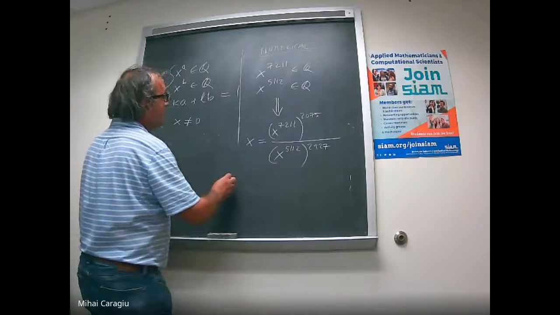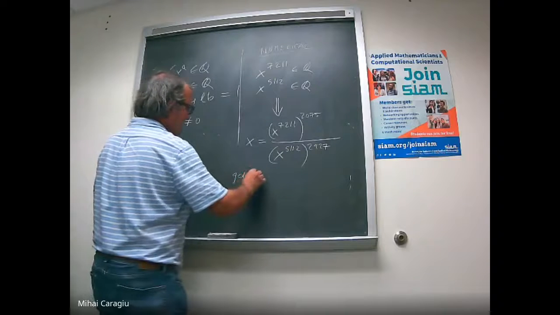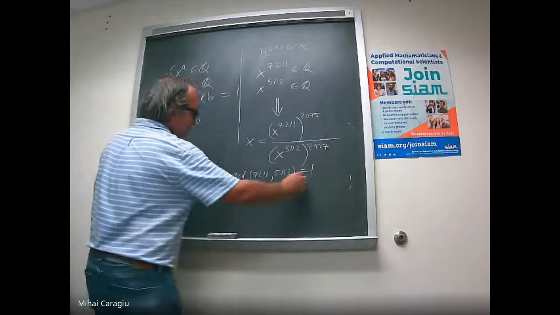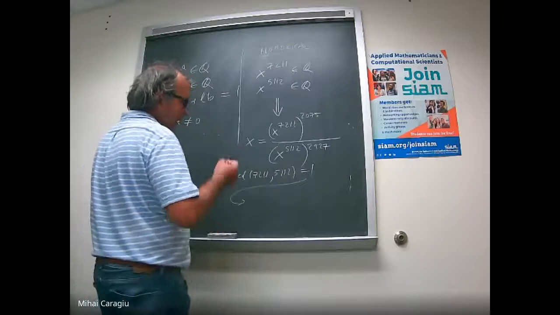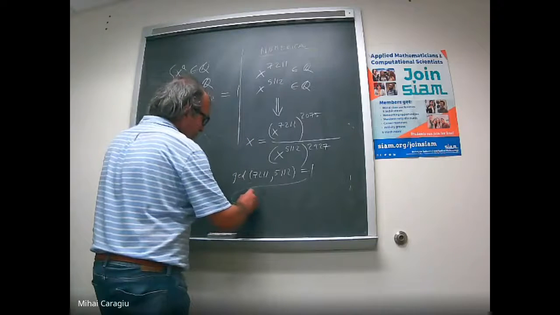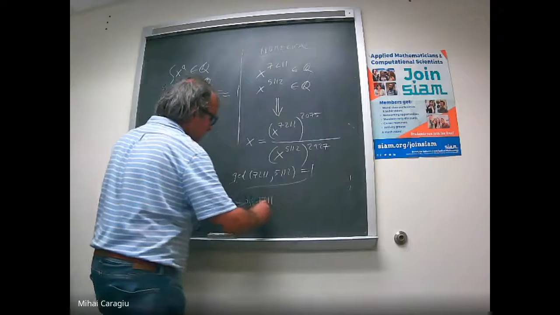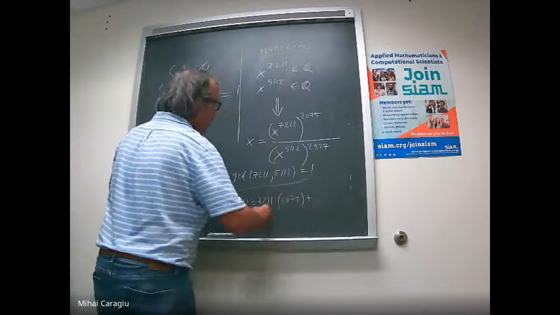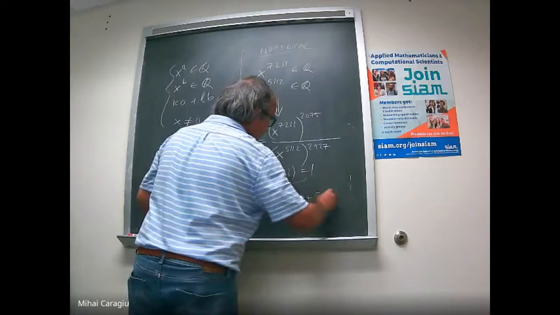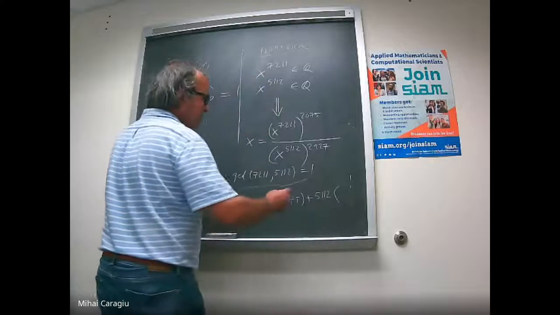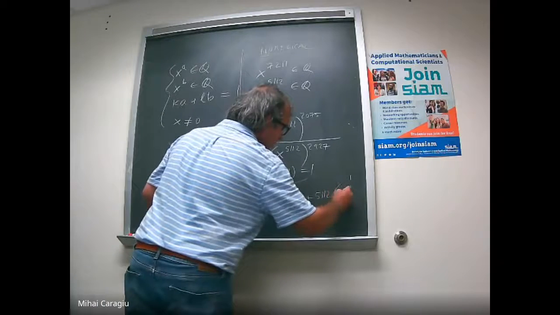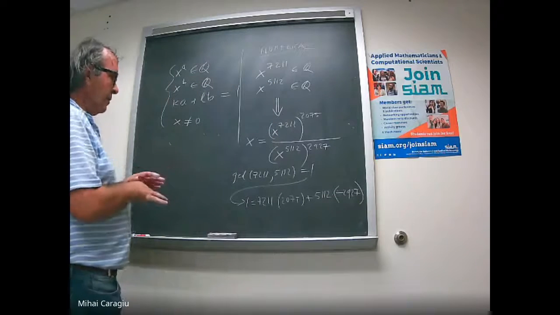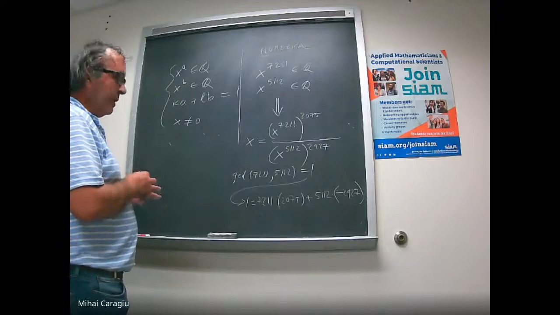Because the GCD of 7,211 and 5,112 equals 1, it allows us, after extending the algorithm, to write 1 equals 7,211 times 2,075 plus 5,112 times minus 2927. So you get the coefficients of those numbers a and b, which produce the greatest common divisor.